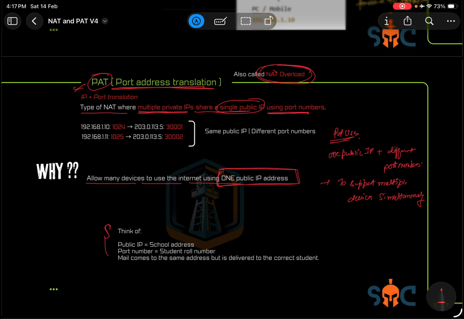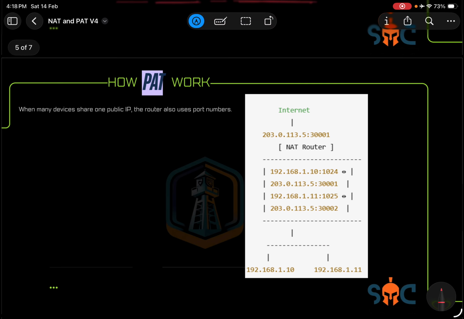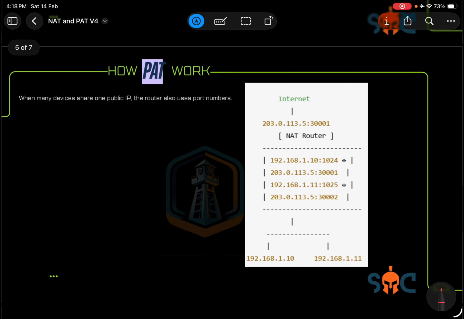I have given a layman example. Think of a public IP as a school address and a port number as a student roll number. So mail comes to the same address, but it is delivered to the correct student. Okay. Now we'll move to the working of PAT. So how does PAT actually work?